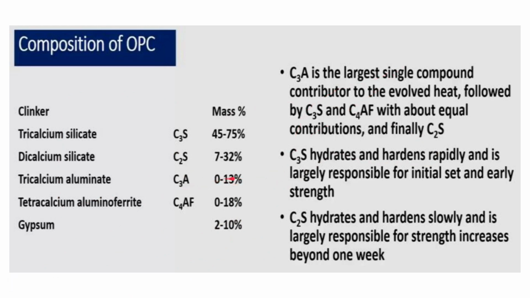If you see here, we will find that C3A, that is the tricalcium aluminate or the celite, accounts for the largest evolution of heat, the compound which evolves the maximum heat, which is followed by alite and ferrite, and finally belite. As you can see, the C3S hydrates and hardens rapidly, and it is largely responsible for the initial setting and early strength, as we have studied in undergrad. The belite hydrates and hardens slowly and is largely responsible for the strength increase after 1 week.